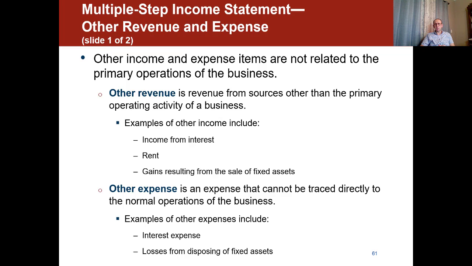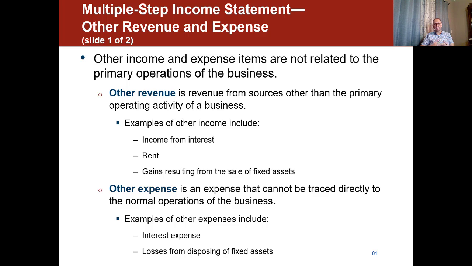Then we have other revenues and expenses, and these are income and expenses that do not belong or do not relate to the operations of the business. And we have, again, two categories. One is the other revenues, and it could also be other expenses. Other revenue is revenue from sources other than the primary operating activity of the business. Like what? Like income from interest or rent revenue.